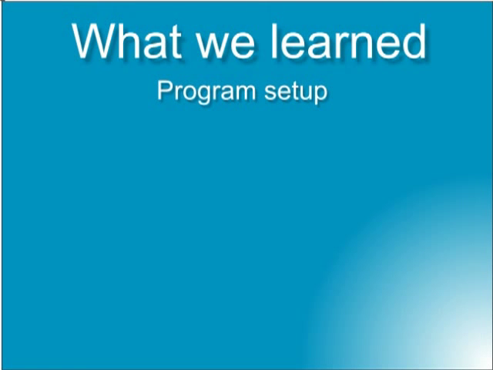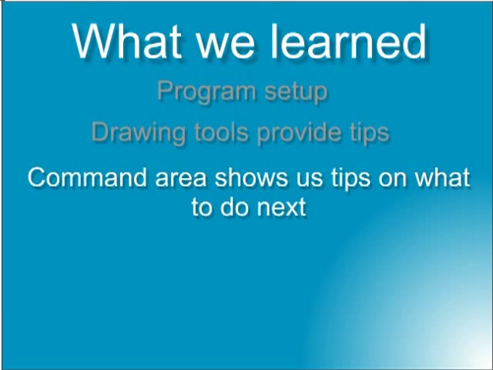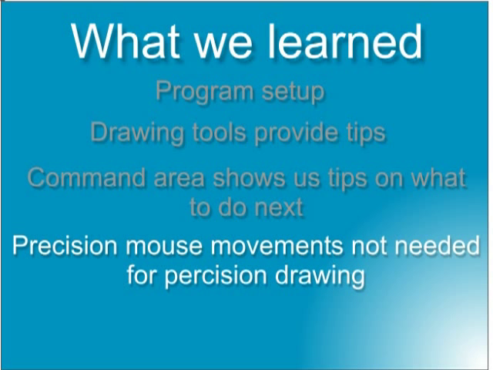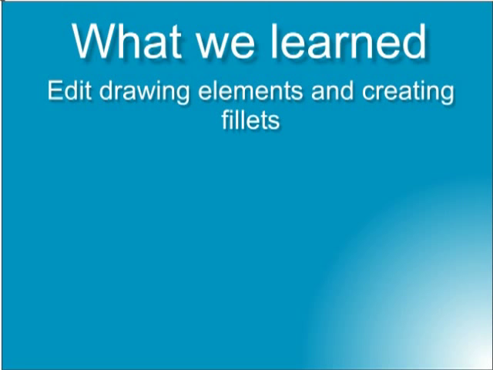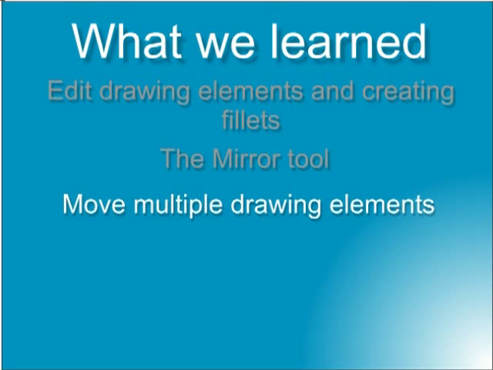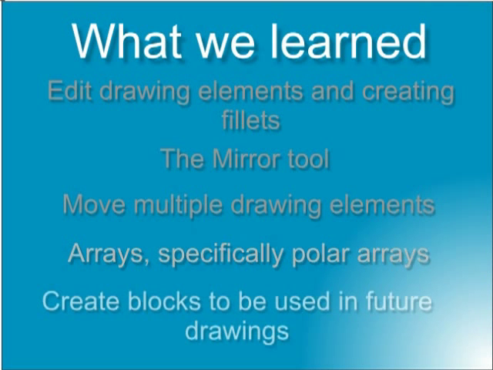To recap what we've learned, we learned to set the program so that it is comfortable for us to use. We learned about the tips that the drawing tools provide. We learned to use the command area for hints of what to do next. We learned that we can make very precise drawings without having to be precise with our mouse movements. We learned that we can use temporary lines to aid in the placement of objects within our drawing. We learned how to edit drawing elements and create fillets. We learned how to mirror. We learned how to move multiple drawing elements. We learned about arrays, specifically polar arrays, and we learned how to create blocks to be used in future drawings.